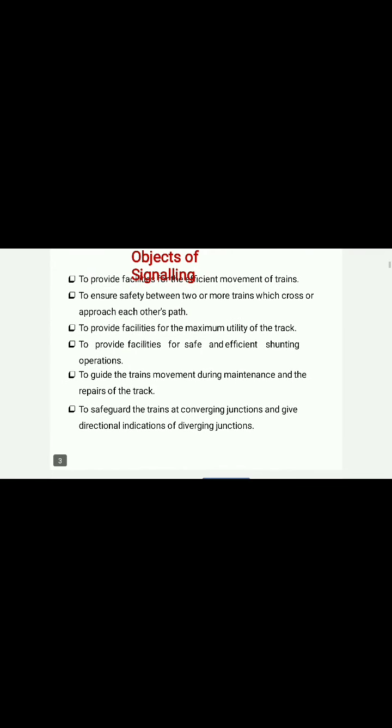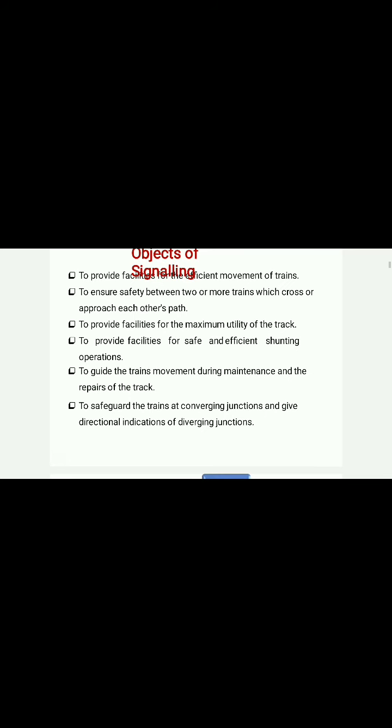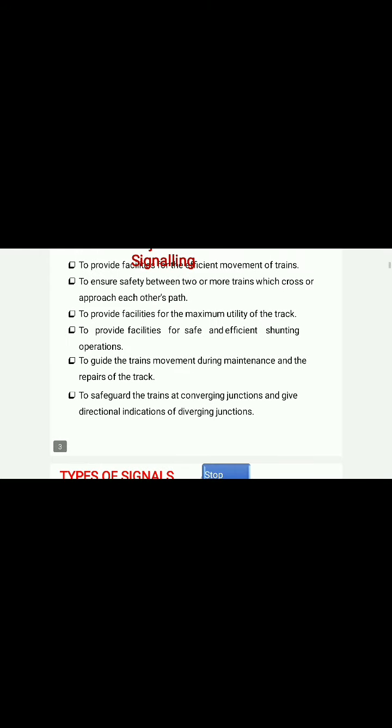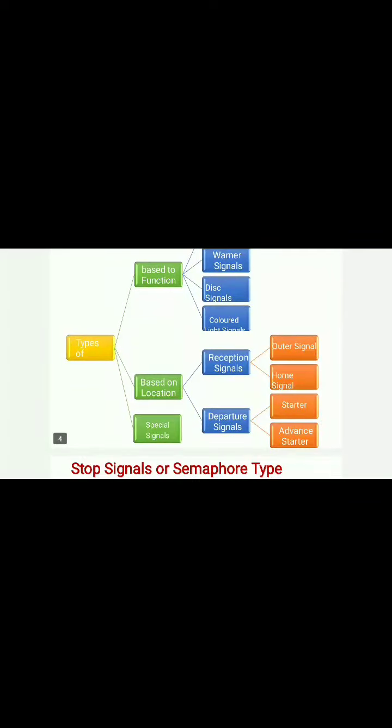The object of signaling is to provide facility for the efficient movement of trains to ensure safety between two or more trains which cross or approach each other's path, to provide facilities for the maximum utility of the track, to provide facilities for safe and efficient shunting operations, to guide the train movement during maintenance and repairs of the track, to safeguard the trains at converging junctions and give directional indication of diverging junctions.